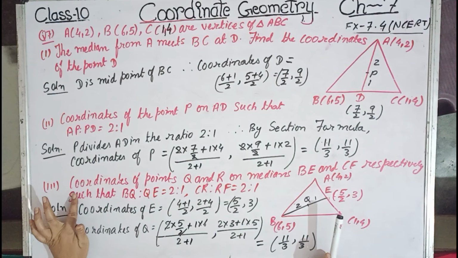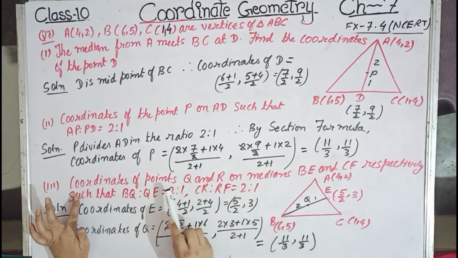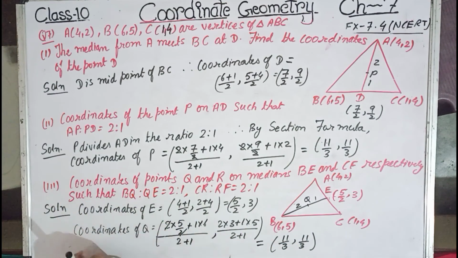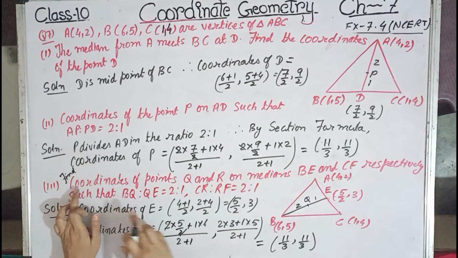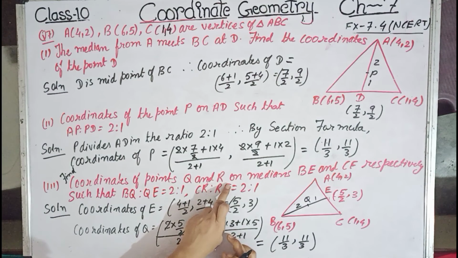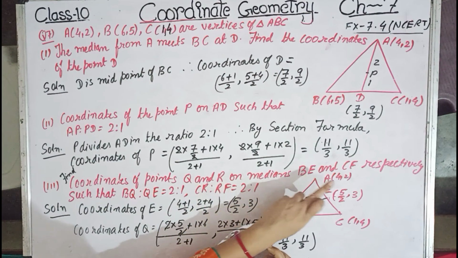Now subpart number 3 says, find the coordinates of the points Q and R on medians BE and CF.